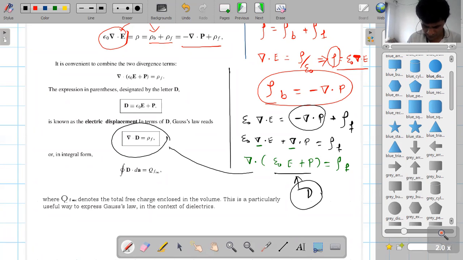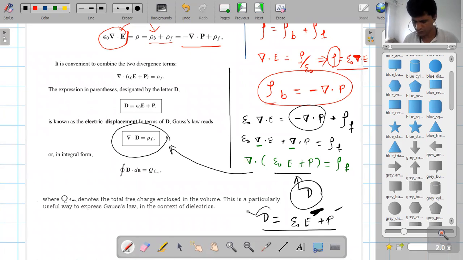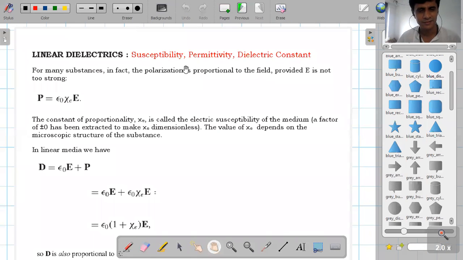Can you understand this level? Yes, sir. And what is D? D equals epsilon 0 E plus P. Understood? And this is your relation between D, E and P. What is D? D equals epsilon 0 E plus P. Understood? Okay.